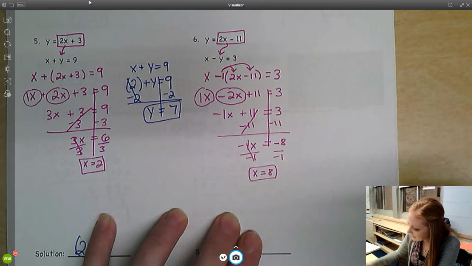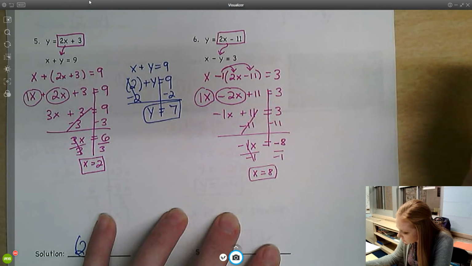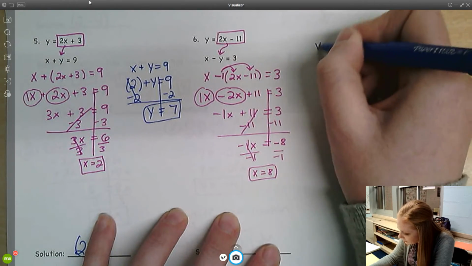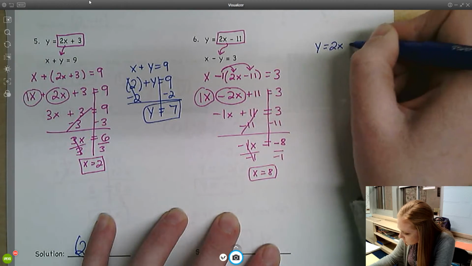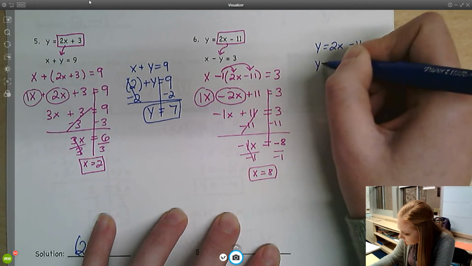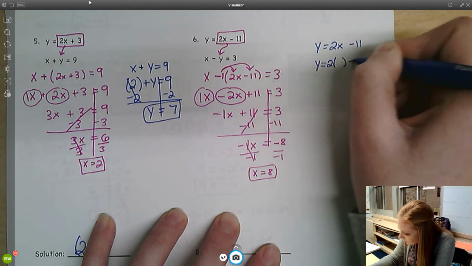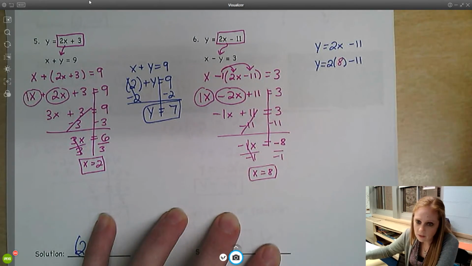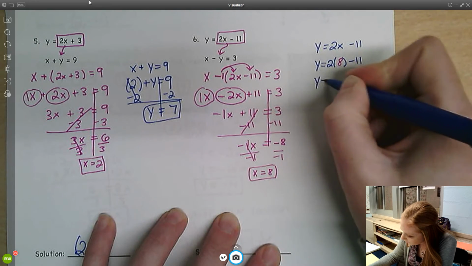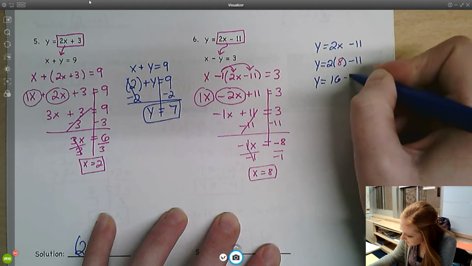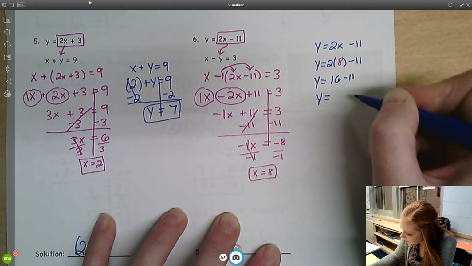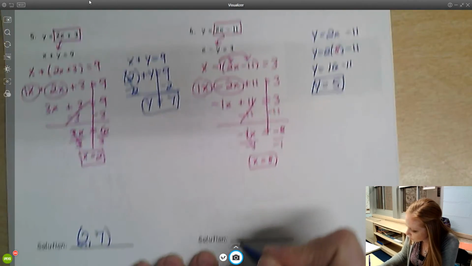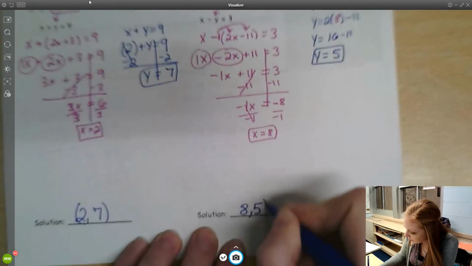Now I'm going to take that x is 8 and plug it back into one of the originals to figure out what y is. I think the first one's going to be easier because the y is already by itself. So y equals 2x minus 11. Let's plug in for x. Well, we said that x was 8, so we can plug that in right there and then figure out what y is. So 2 times 8 is 16. 16 minus 11 is 5. So our solution x comma y would be 8 comma 5.